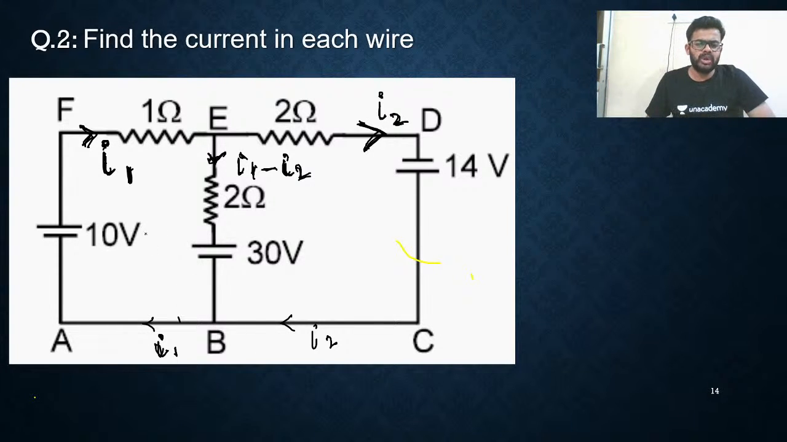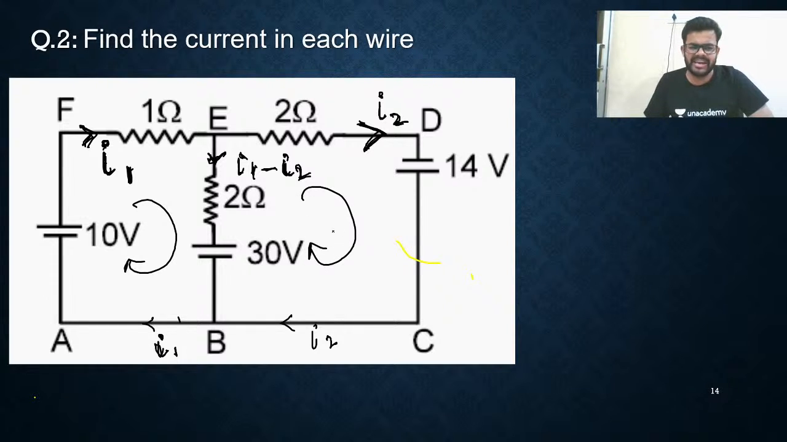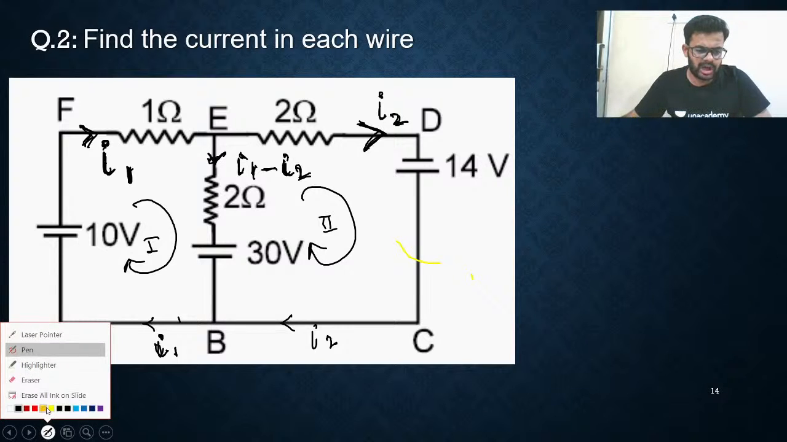Now you have two loops. This is the first loop, loop number one. Now this is the second loop, loop number two. You can consider any direction, that is okay. I am considering clockwise for both. So let us solve for both the loops.